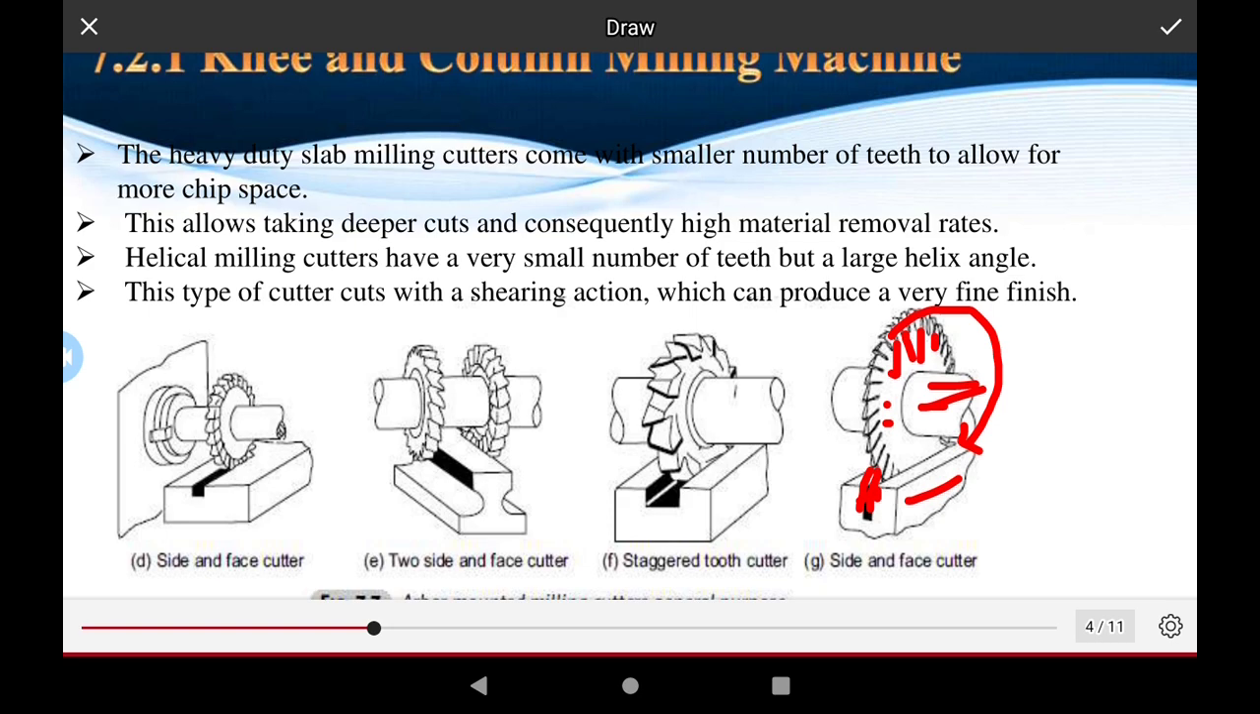All of these also take different cuts and consequently have a high material removal rate. For all the milling cutters, the metal removal rate is very high.